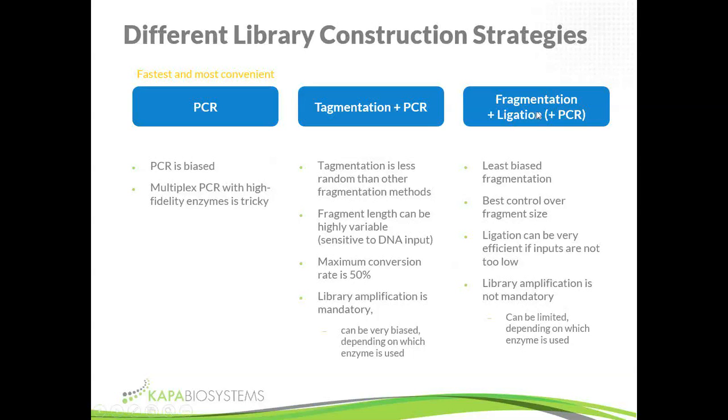But fragmentation, Kapa shearing, and then also the new enzymatic reagent that we've developed is less biased. It's the least biased way of fragmenting DNA. It's the way that gives you most control over fragment size in the end, either through the fragmentation conditions or size selection in the end. Ligation can be very efficient, and so we'll talk about ligation a lot. It can be very efficient if your inputs aren't limiting.